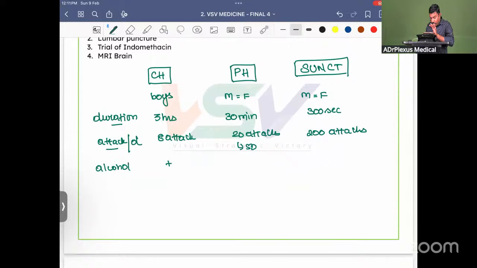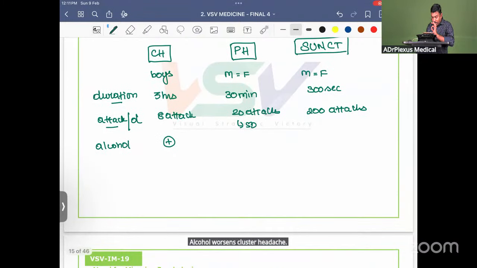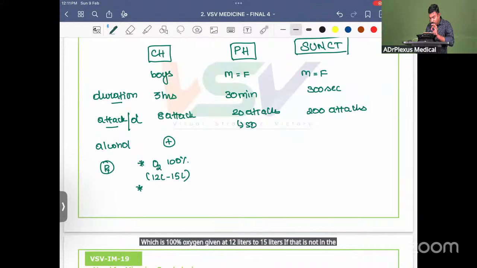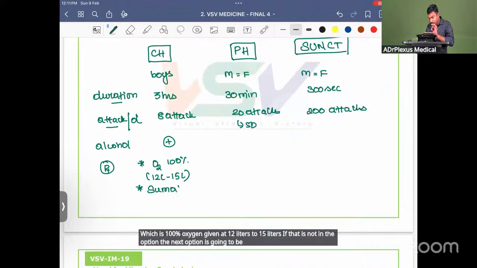Then alcohol. Alcohol worsens cluster headache. Okay. Then treatment. The treatment of cases with cluster headache is going to be oxygen, which is 100% oxygen given at 12 liters to 15 liters. If that is not an option, the next option is going to be sumatriptan.